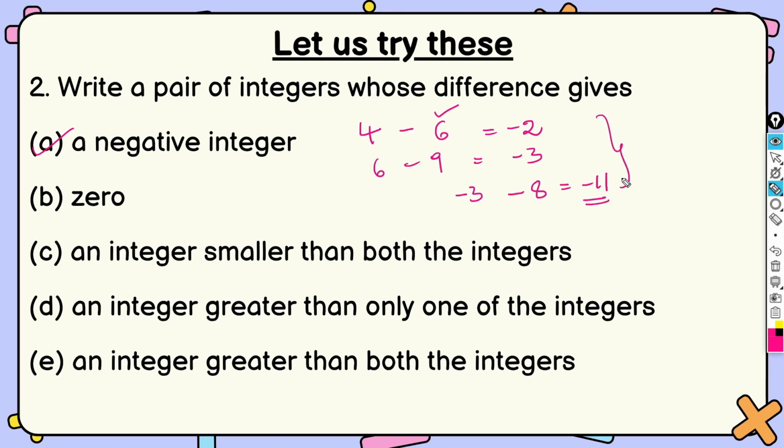Thus, these are the pairs of integers and you can write n number of integers, and if you could think of any such kind of integers, please put your answer in the comment section.